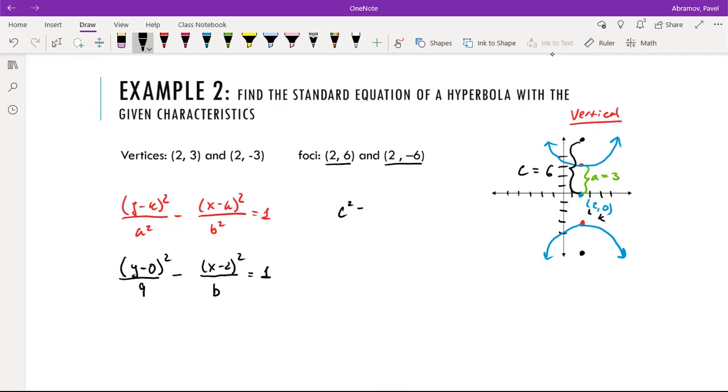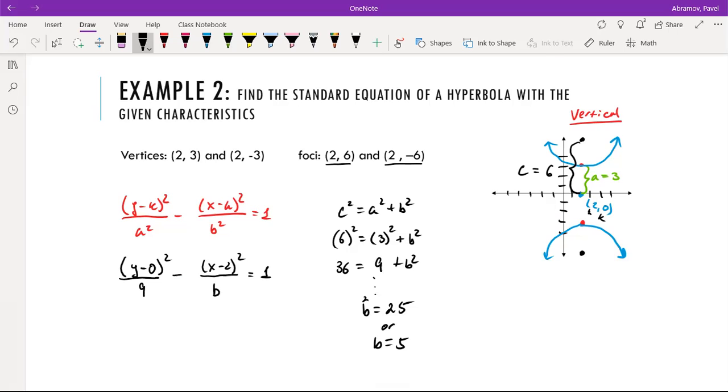So now we're going to use the formula c squared equals a squared plus b squared. And we're going to substitute 6 for c, and we're going to substitute 3 for a. We can write it as 9 already, but I'm going to just write it this way, plus b squared. From here, 36 is equal to 9 plus b squared. And after some simple calculations, we'll get b squared is equal to 25, or you can say b is equal to 5.